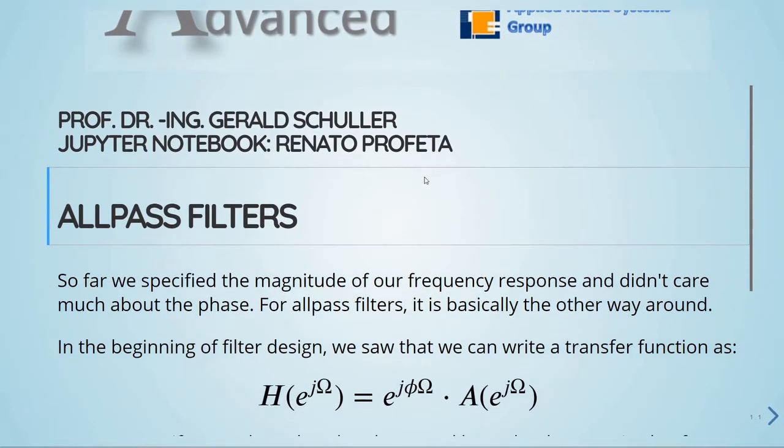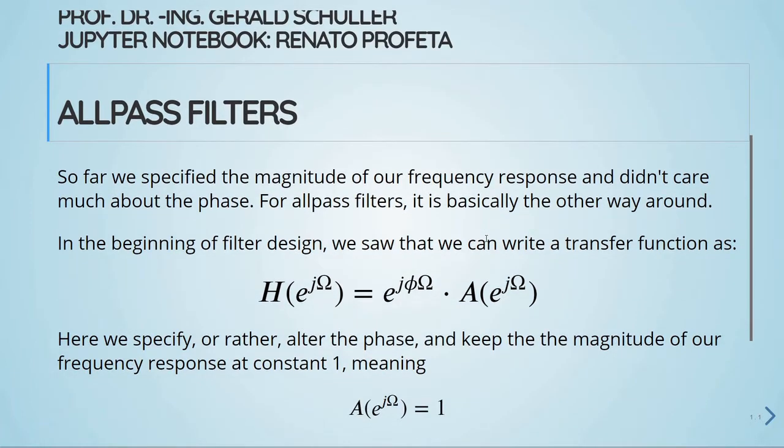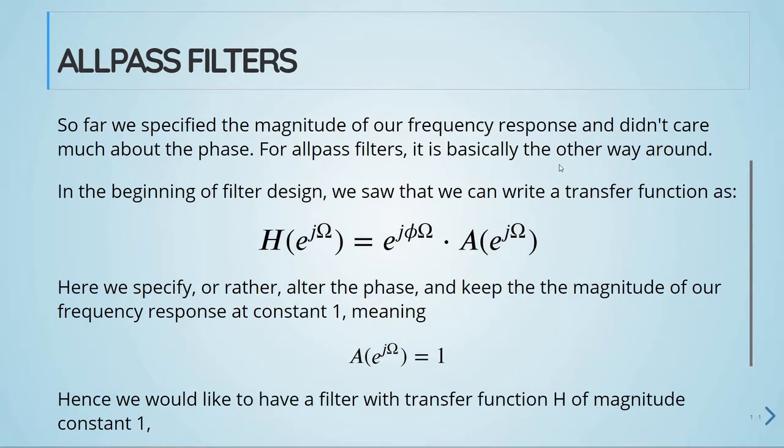So far, we just paid attention to the magnitude of our frequency response, and we didn't care much about the phase. For Allpass filters, it's basically the other way around. In the beginning of filter design, we saw that we can write a transfer function with this equation here. So here we specify, or rather alter, the phase, and keep the magnitude of our frequency response at the constant 1. So that means that this is equal to 1.